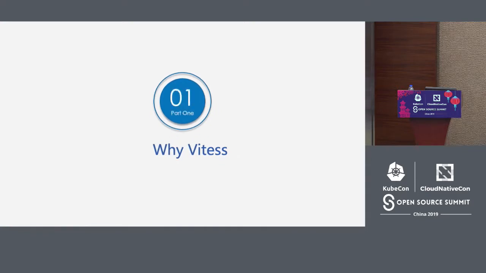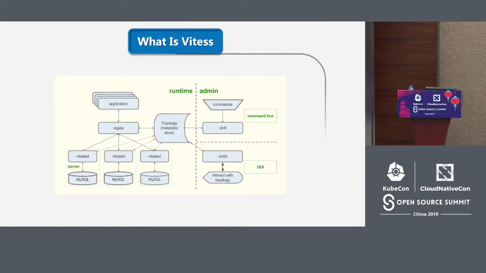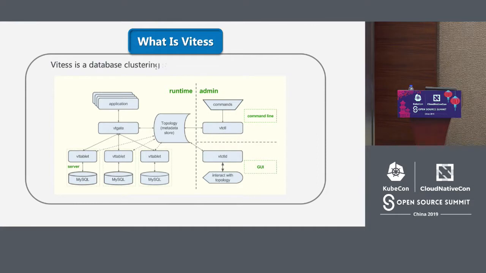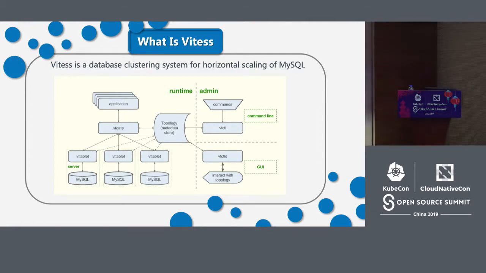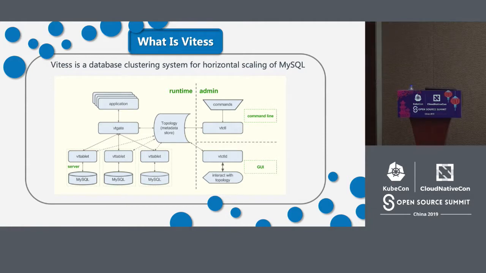First, why we choose Vitess. First, what is Vitess? Vitess is a database clustering system for horizontal scaling of MySQL. So what is it working on? It's working on dividing the database, but not just dividing the database.